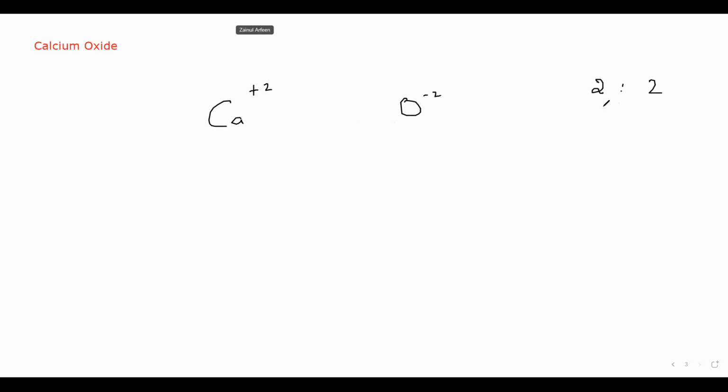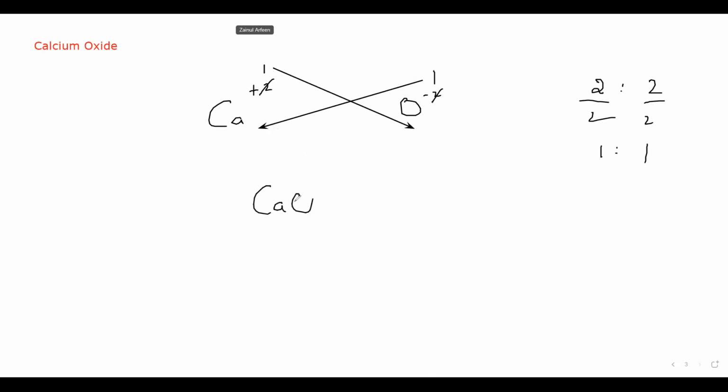So how do we take the simplest ratio? We divide by the common factor or the smallest number. Both are 2, so we divide both of them by 2. So this will be 1 is to 1. So we simplified there. And then the last step, cross multiply. When we cross multiply, this one which is written with calcium will come with oxygen, and this will come with calcium. So it will be CaO.